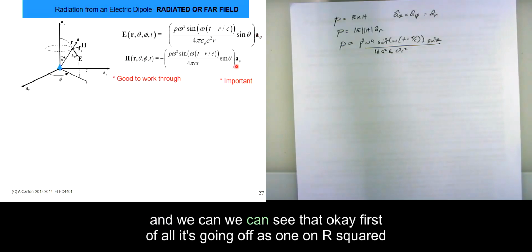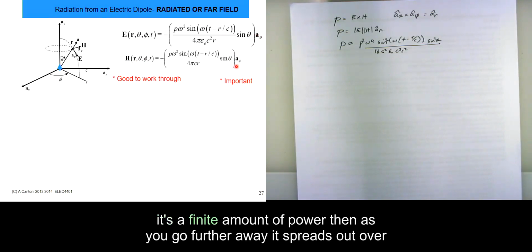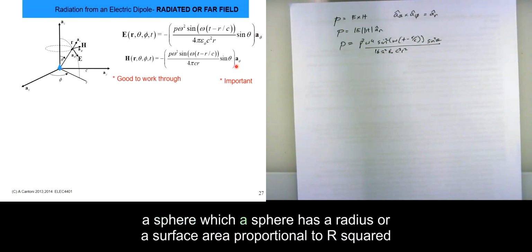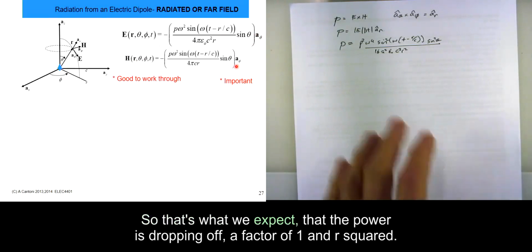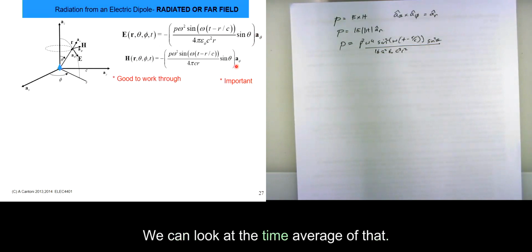Okay, and we can see, first of all, it's going off as 1 on R squared, which is what we'd expect. If you're emitting a finite amount of power from a particular place, then as you go further away it spreads out over a sphere, which has a surface area proportional to R squared. So that's what we expect, that the power is dropping off by a factor of 1 on R squared. We can look at the time average of that.